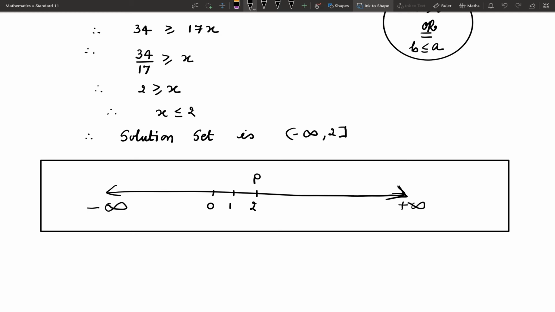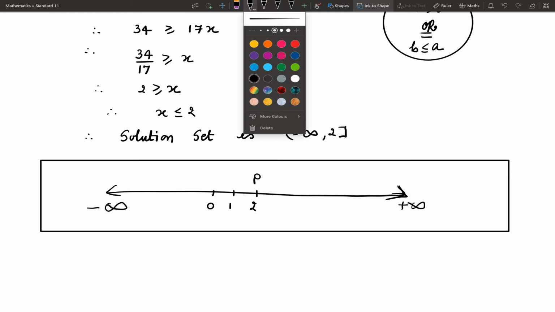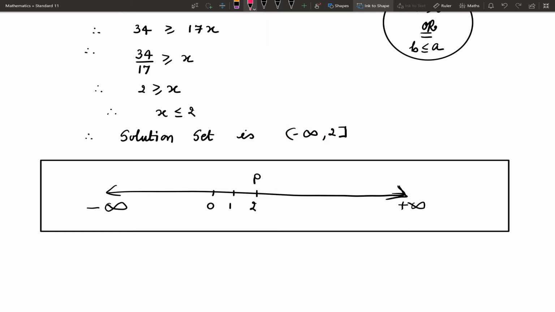Now if you want to denote this solution on the real line, the solution portion we denote by a bold part, and since we have to include 2, at 2 we will put a dark circle, and the solution portion we denote by a bold line. So we have denoted the solution on the real line.